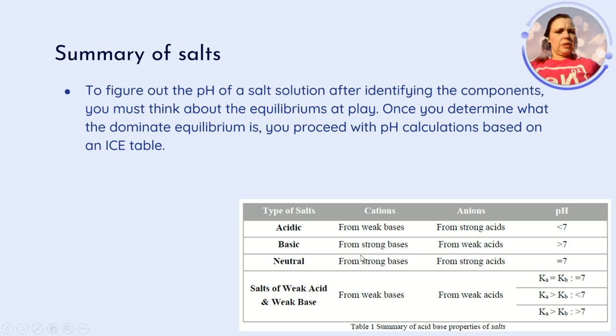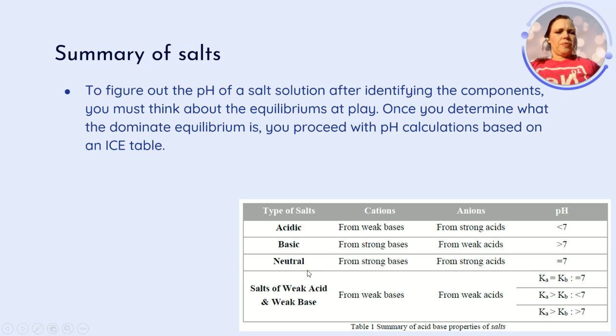Then you have the opposite for basic. Your cation comes from a strong base, your anion comes from a weak acid, and then your pH is greater than 7 here. Neutral is salts of strong acids and strong bases. If you have a strong acid and a strong base, both of their conjugates are very, very weak, and so that would be neutral.